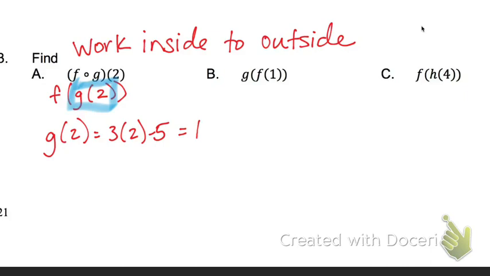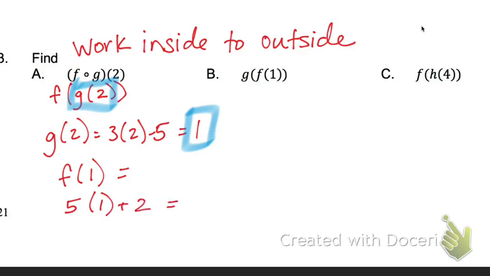So now I'm going to take this 1, and I'm going to substitute it. So now I'm going to find what f of 1 is. Like I said, work inside to outside. So I found g of 2, that was 1. Now I replaced it. F of 1 is 5 times 1 plus 2, which is 7. So my final answer is 7.